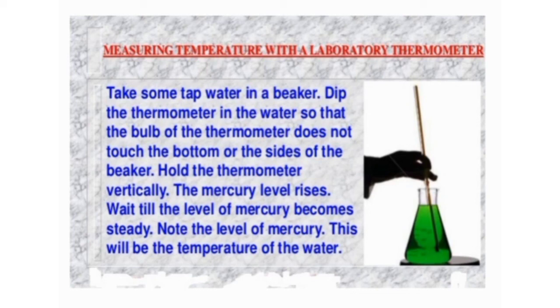Okay, so take some water in a beaker and dip the thermometer in the beaker. The bulb of the thermometer should not touch the bottom or the sides of the beaker. Hold the thermometer vertically; the mercury level rises. Wait till the level of mercury becomes steady. Note the level of mercury. This will be the temperature of the water.